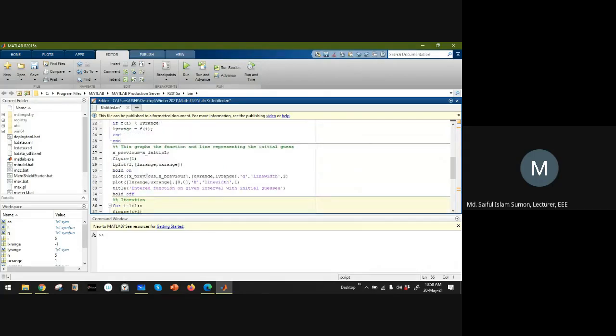Okay, we have drawn figure 1 here. Hold on. So let's give a pause of 0.5 second, okay? Now let's run the code. Okay? So I'm done. Just I will show you.